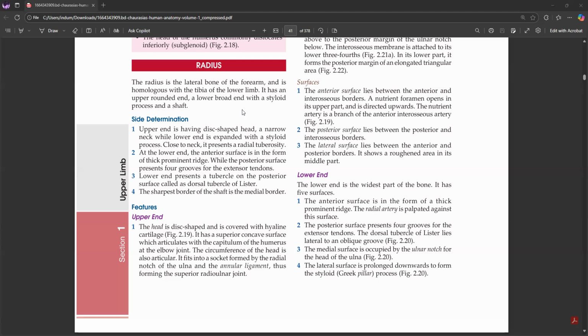Number 2. At the lower end, the anterior surface is in the form of a thick, prominent ridge, while the posterior surface presents four grooves for the extensor tendons. Number 3. Lower end presents a tubercle on the posterior surface called the dorsal tubercle of Lister. Number 4. The sharpest border of the shaft is the medial border.